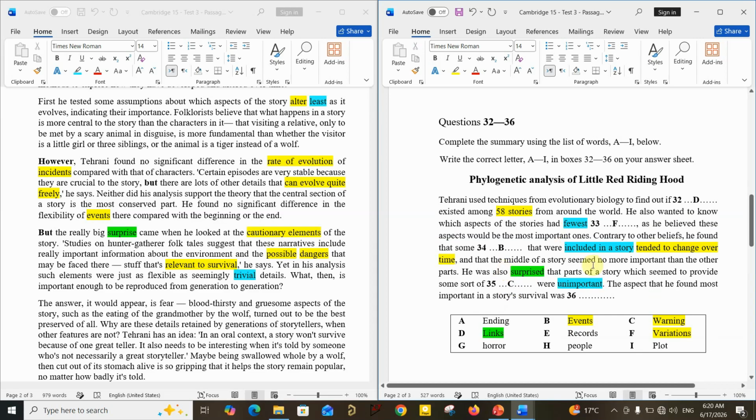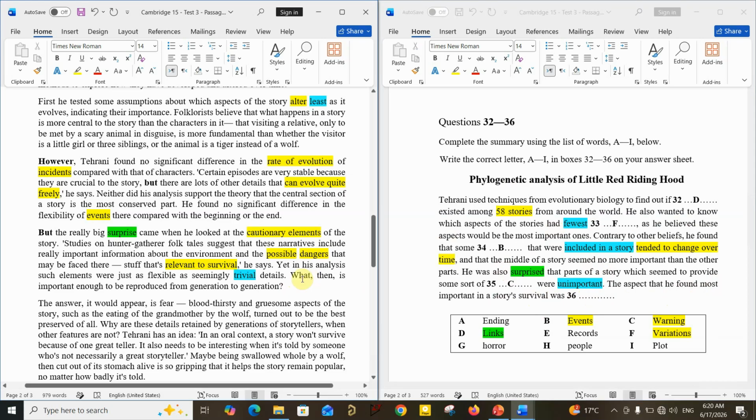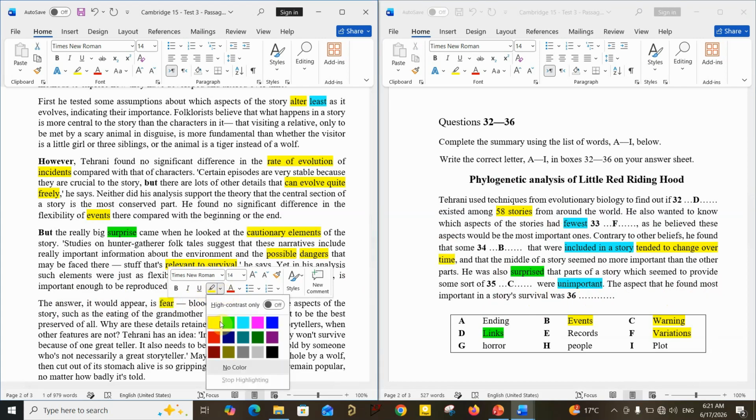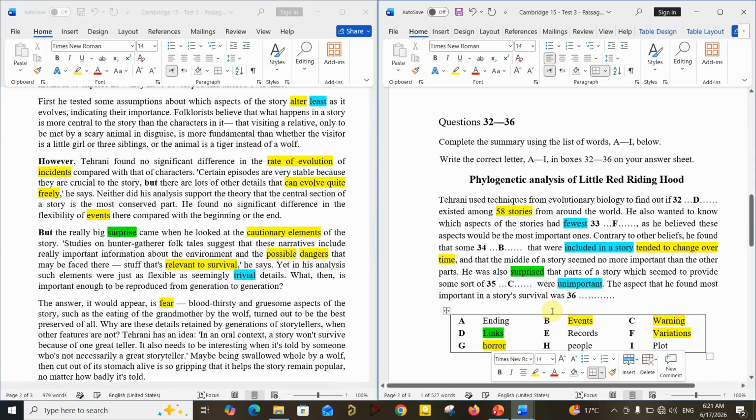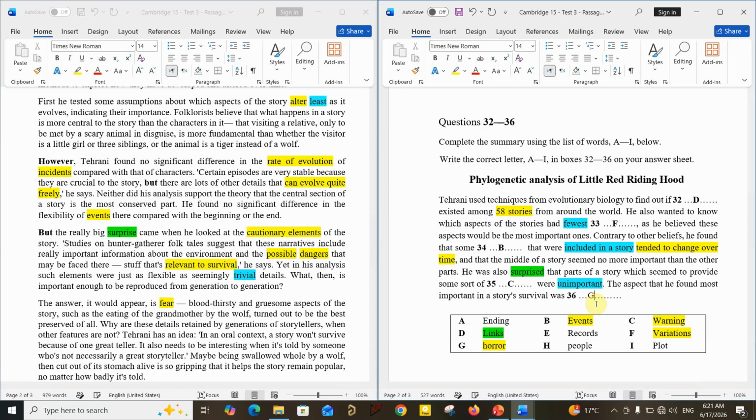And the last question, the aspect that he found most important in a story survival was what? And here it says that what then is important enough to be reproduced from generation to generation? The answer, it would appear, is fear. This is the answer, fear. So now, what is the synonym for fear? Horror. It's completely obvious. The horror is the right answer. So you had to write G in your answer sheet. And this is the last question.